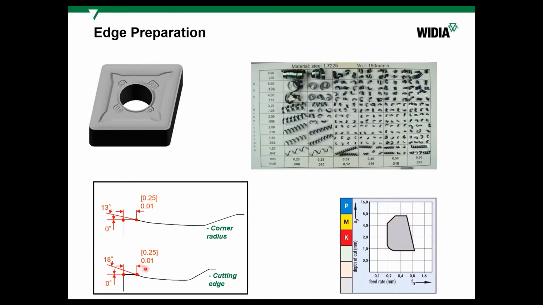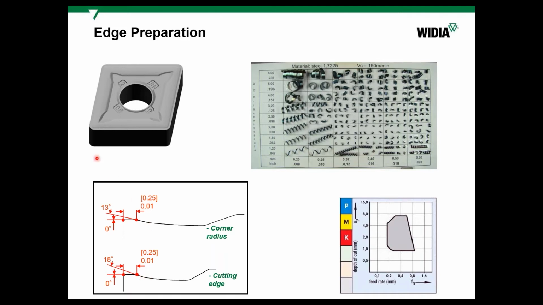You can see here on the same slide there are two cross sections given in our catalogs. Our main catalog, the master catalog, has most of the technical parameters, and for each chip breaking geometry we give you two cross section pictures. One goes through the corner radius, the nose, and one through the main cutting edge. Sometimes they can be different. Here they are more or less the same, only the rake angles are bigger, to make it work a little bit softer.